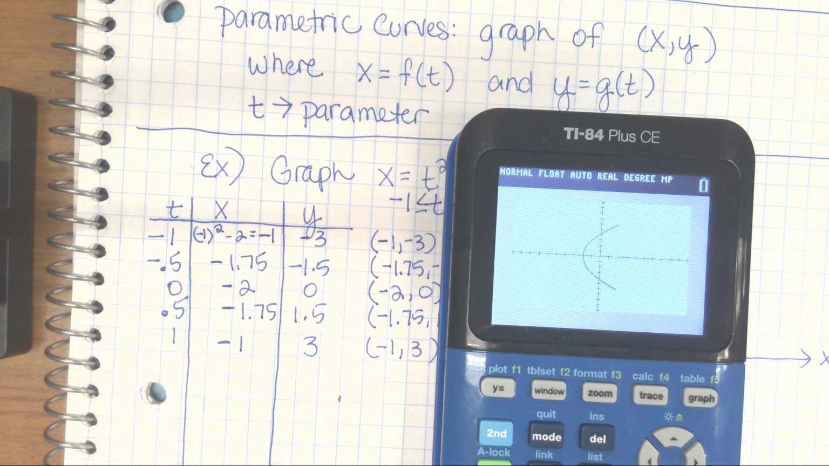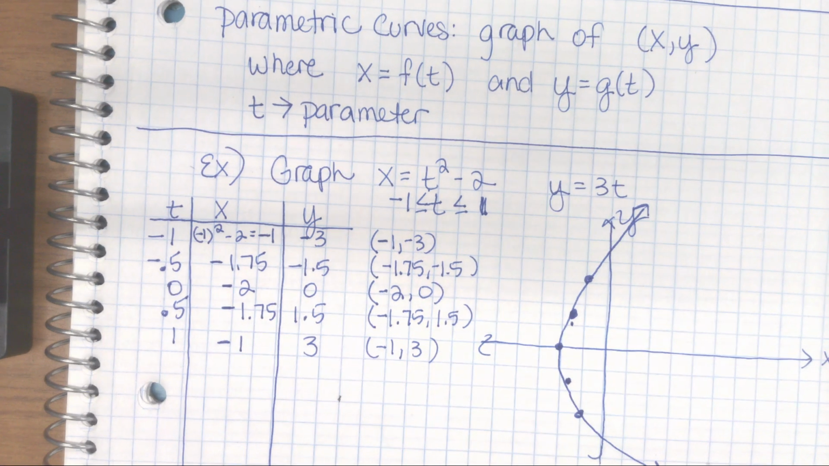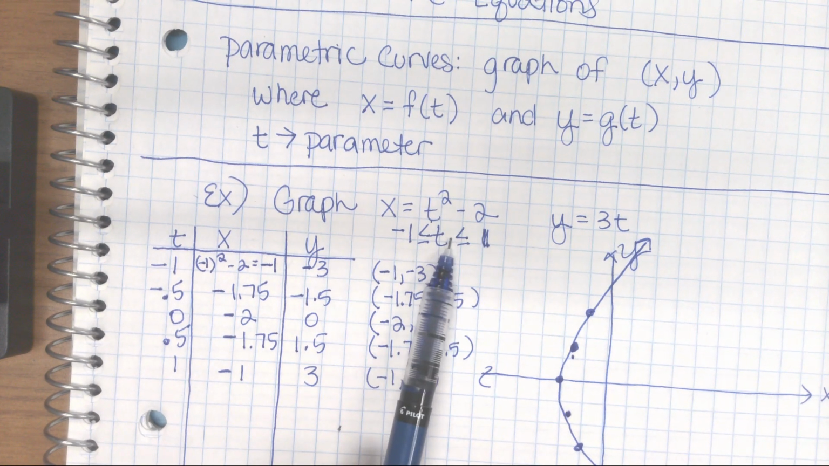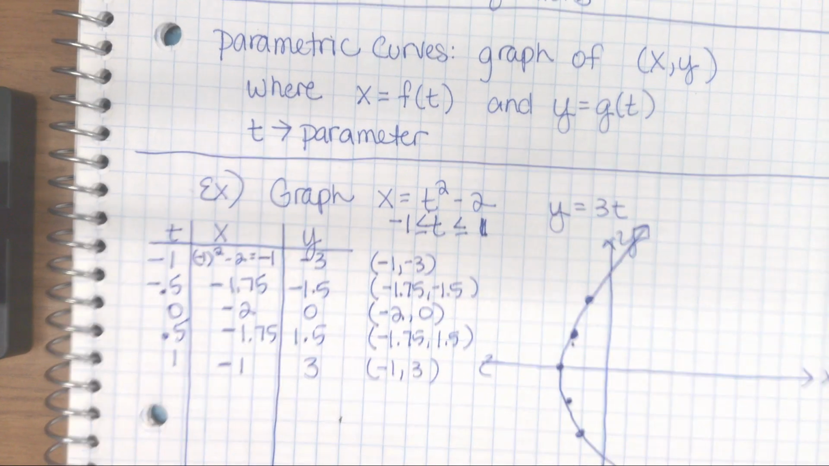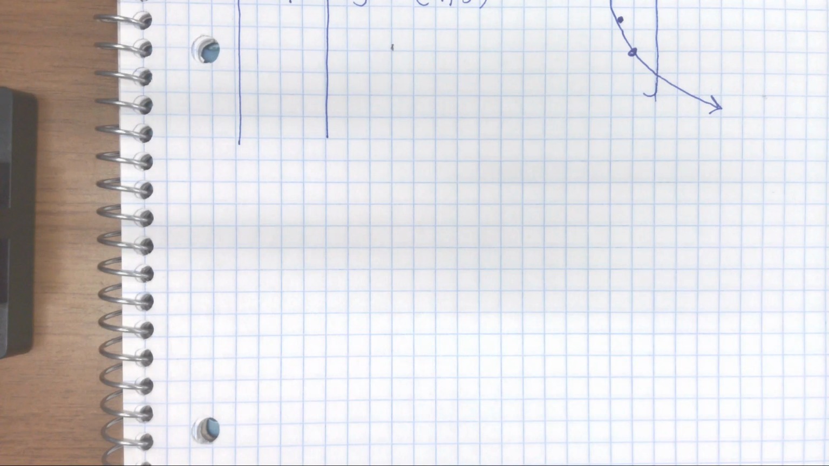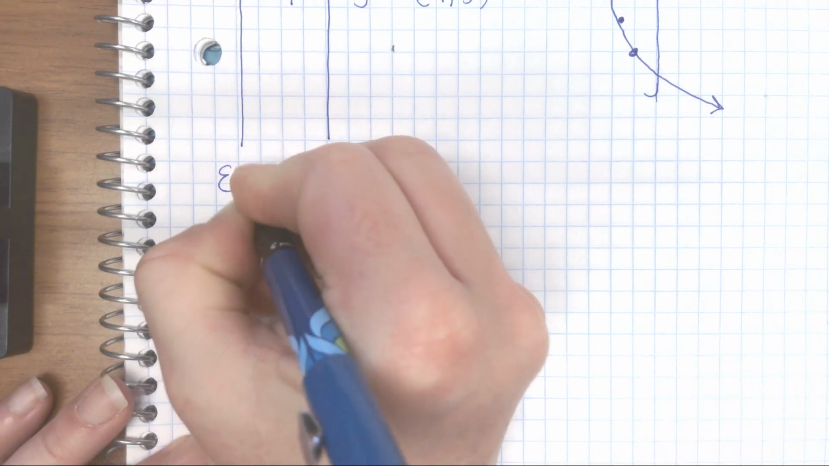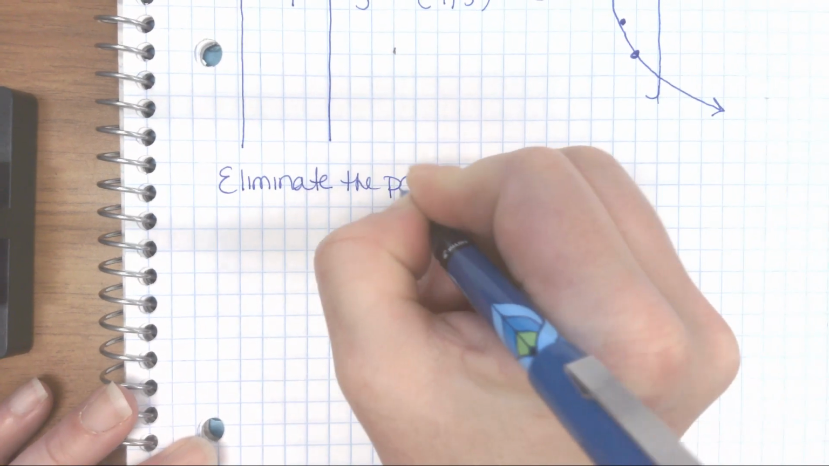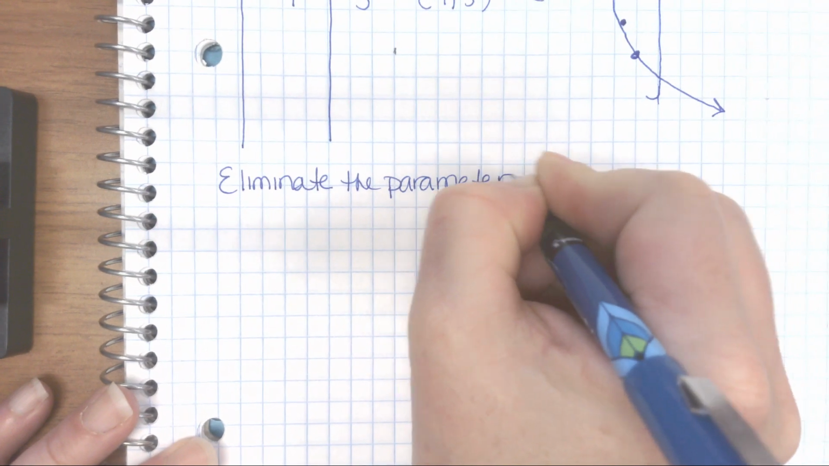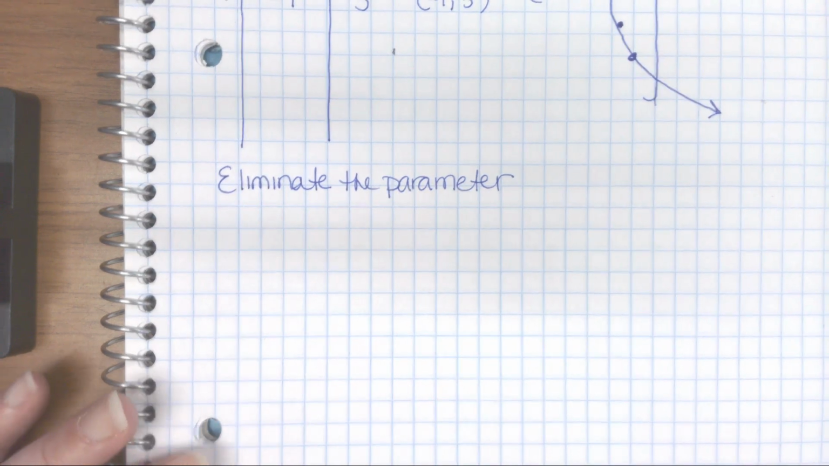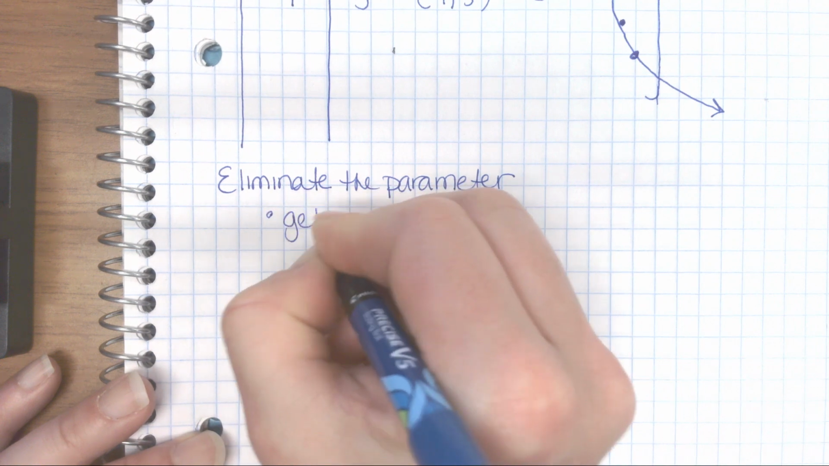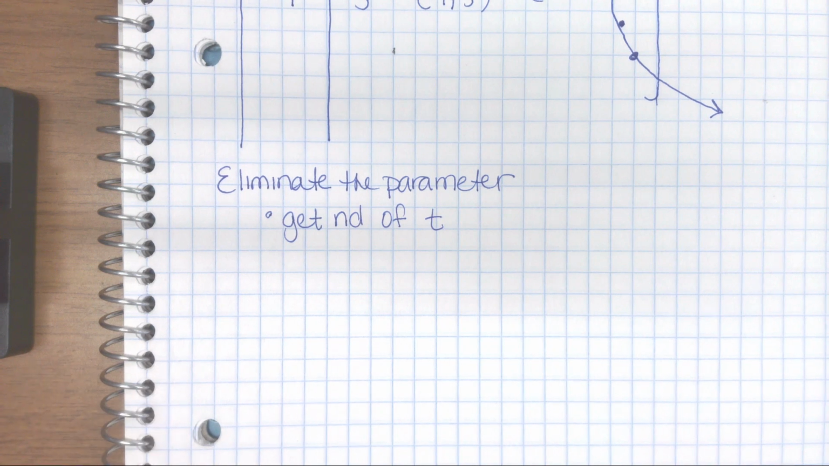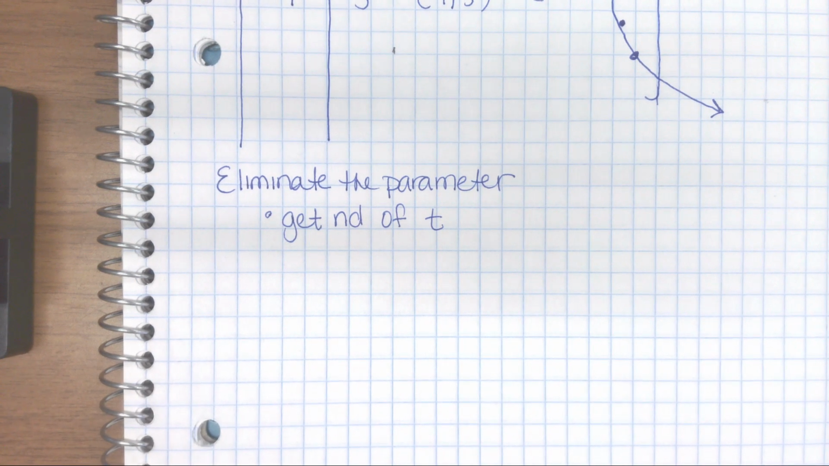Okay. The last thing we're going to do is, what if I wanted to take this and write it in function mode the way I've always written equations? So what we call this is eliminating the parameter. Okay, eliminate the parameter. And when I say that, all I'm saying is we're going to just get rid of t. So I'll do a couple examples.